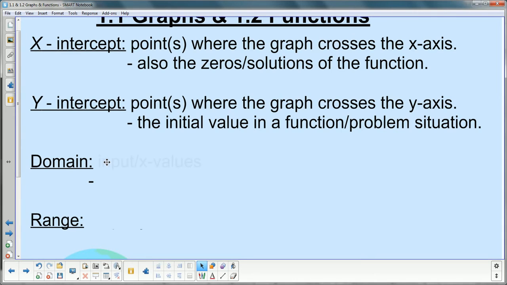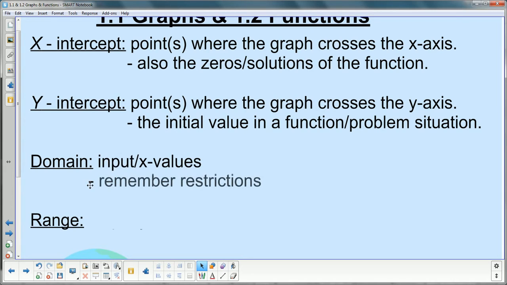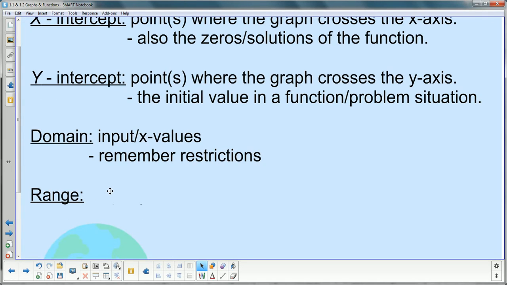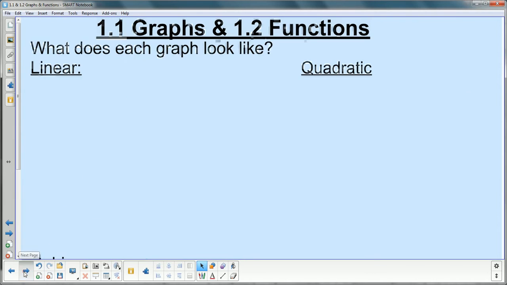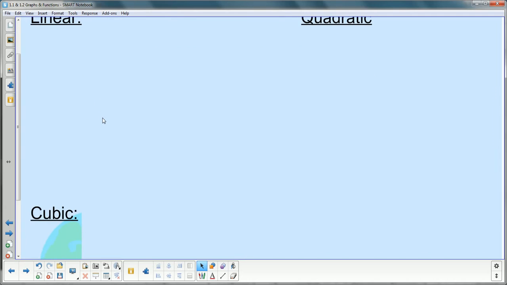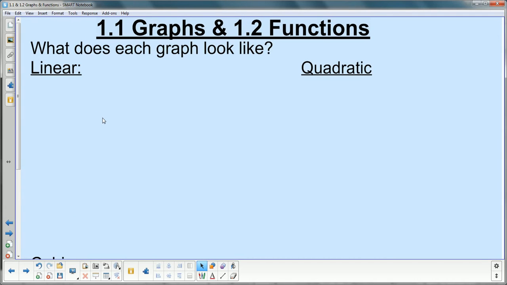Domain we've talked about is going to be your input or your x values, and remember you need to worry about your restrictions. Can't divide by 0, can't take an even index radical of a negative number. And then finally range is also not a new one, but it's going to be our output or our y values. Hey, moving on then, three functions that we're going to need to remember what their graphs look like.